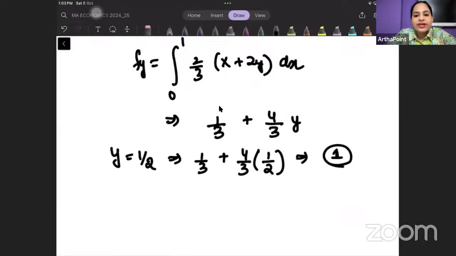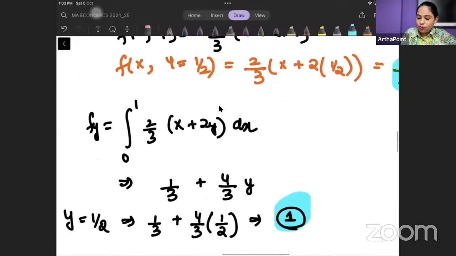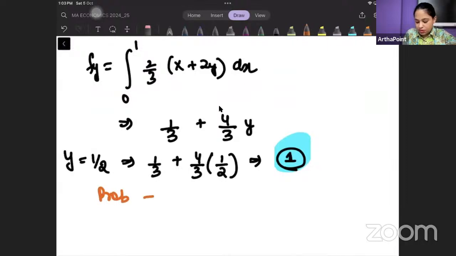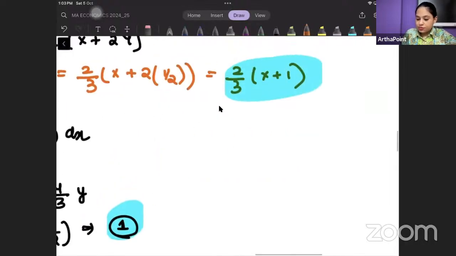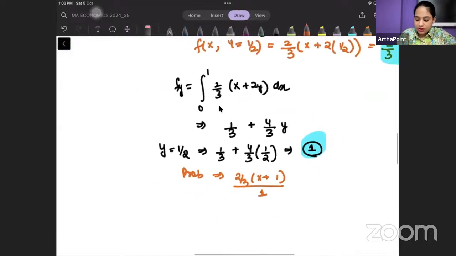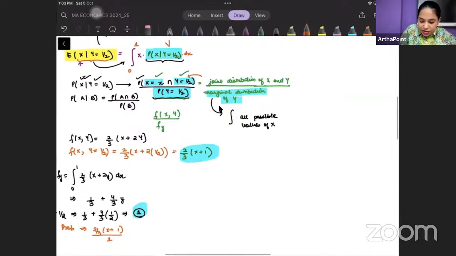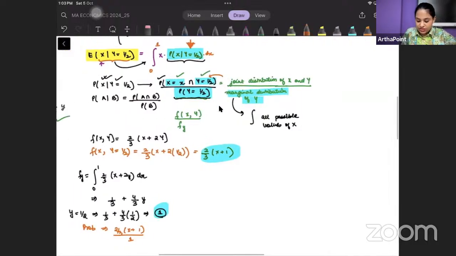Once you put these values in, you have the numerator and the denominator, and finally your probability comes out to be 2 by 3 (x plus 1) by 1. That means we have found this value, 2 by 3 (x plus 1). Now put it back here.